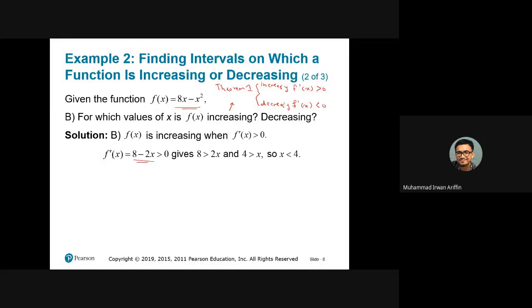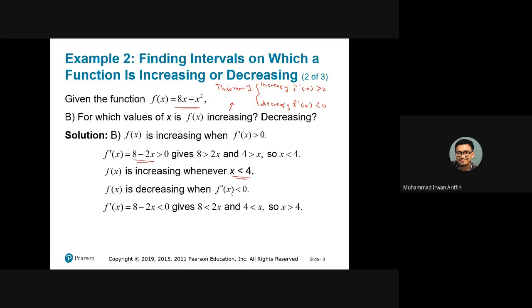So where were we? Okay, here. To find the values of x where the function is increasing, we simply set the slope to be positive. So we know that whenever x is less than 4, then the function would be increasing. The function would be decreasing when the slope is negative. So we find the slope and make it less than 0.